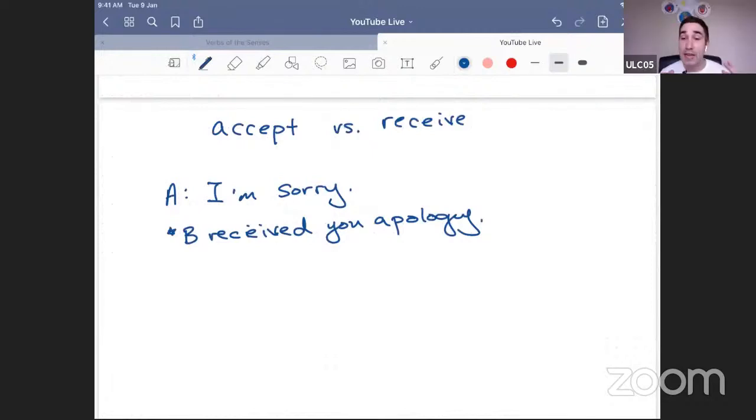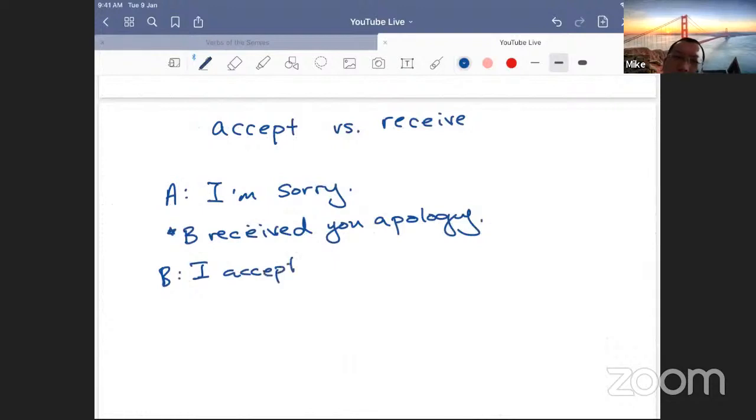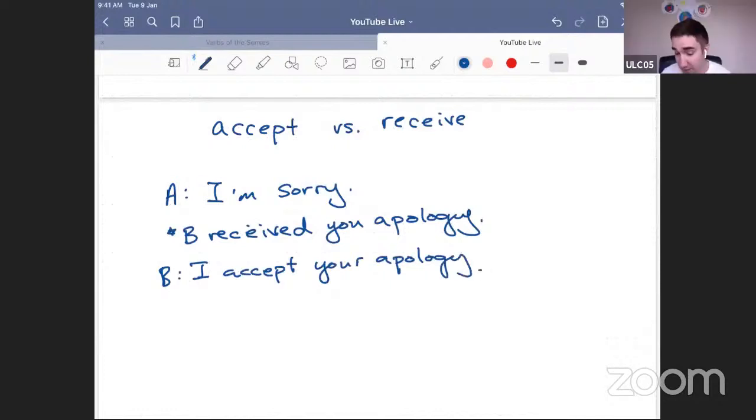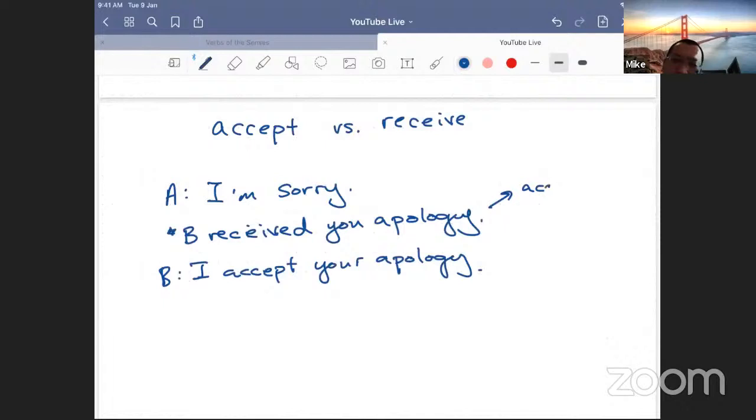So if A says I'm sorry, and then B receives the apology, now B has to choose. Okay, it's fine, no problem, or I'm still angry. Then B will accept your apology. Maybe B says, I accept your apology. So if we receive something, we can choose to accept or not accept.